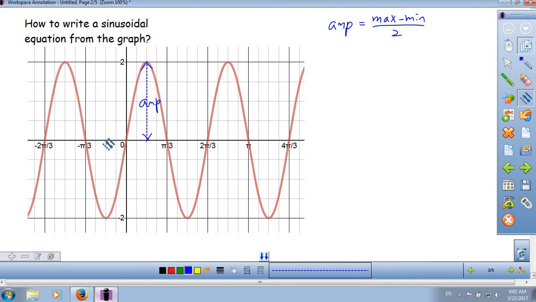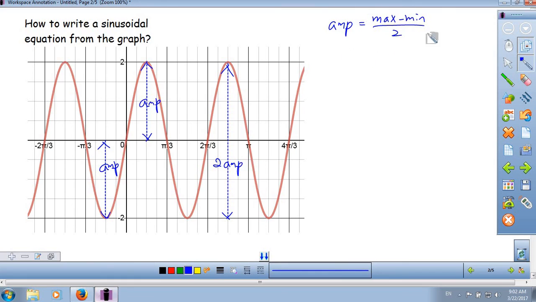The other way is to go from the midline to the trough, to the minimum value. That is also your amplitude. But also, if you go from the maximum peak all the way to the minimum trough, that distance will be 2 amplitudes. Basically that's what we're saying. From the maximum to the minimum, that's 2 amplitudes.